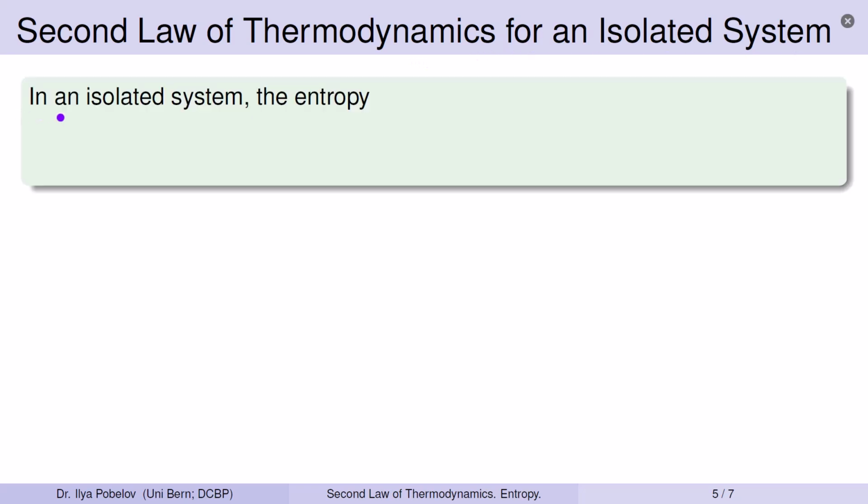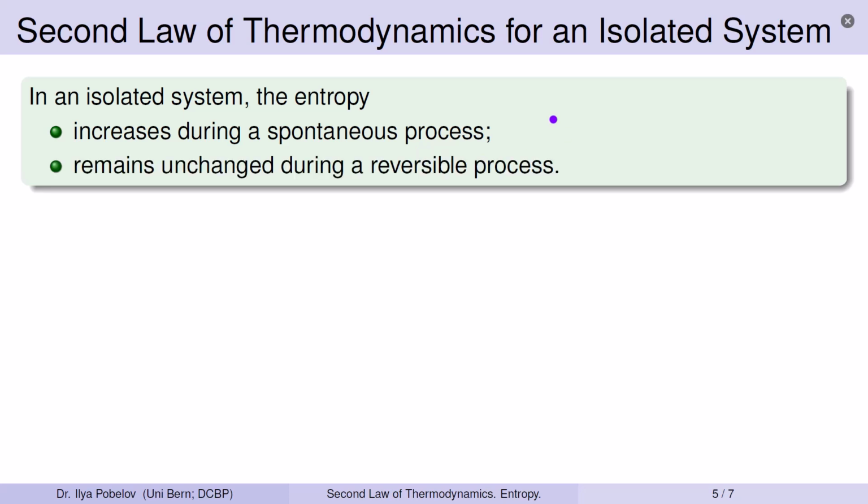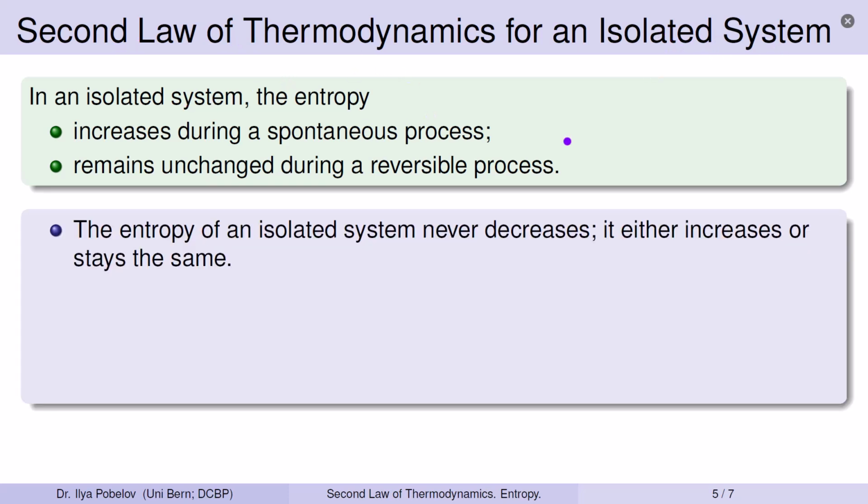Having introduced the state function entropy and detailed the method to calculate entropy differences, let's now formulate the second law of thermodynamics for an isolated system. In an isolated system, the entropy increases during a spontaneous process and remains unchanged during a reversible process. This leads to several important implications of the second law for the entropy of isolated systems. The entropy of an isolated system never decreases. It either increases or stays the same.